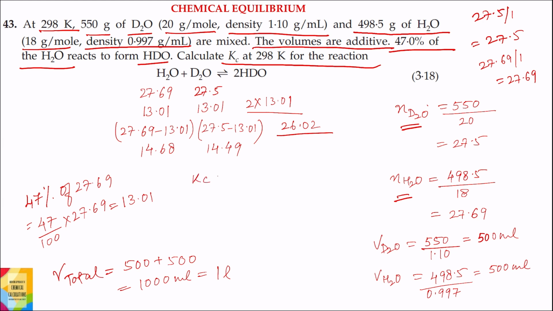So value of Kc is equal to concentration of HDO, concentration of the product, that is 26.02 raised to the power 2. Why 2? Because the stoichiometric coefficient of HDO is 2, divided by concentration of H2O, which is 14.68, multiplied by concentration of D2O, which is 14.49. Solving, value of Kc is equal to 3.18. So this is the value of Kc.